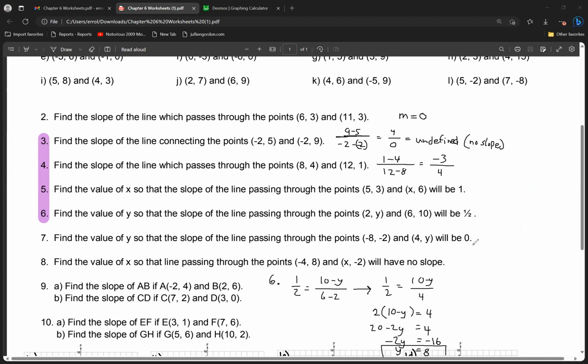All right, number 7. Okay, tell me what to write for 7. 0 equals y minus negative 2 over 4 minus negative 8. Okay, simplify that. What's y minus negative 2 the same as? Minus a negative is the same as plus. And what's the bottom? What's 4 minus negative 8? Plus 12. 12. Okay. So the top has to be 0.